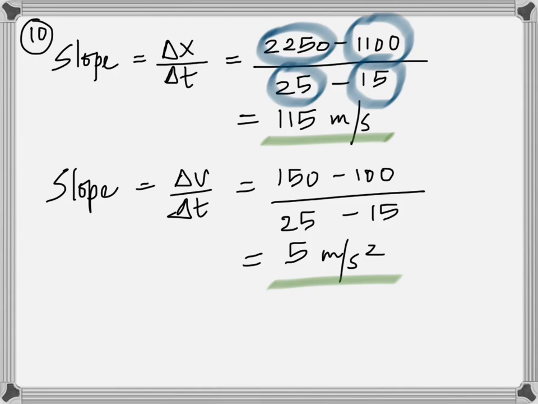And to find the acceleration, you do the same from the velocity time graph. And once again, looking at the graph, you see that at 15 seconds the velocity is 100, and at 25 seconds the velocity is 150. So that's how you get it as 5 meter per second squared.